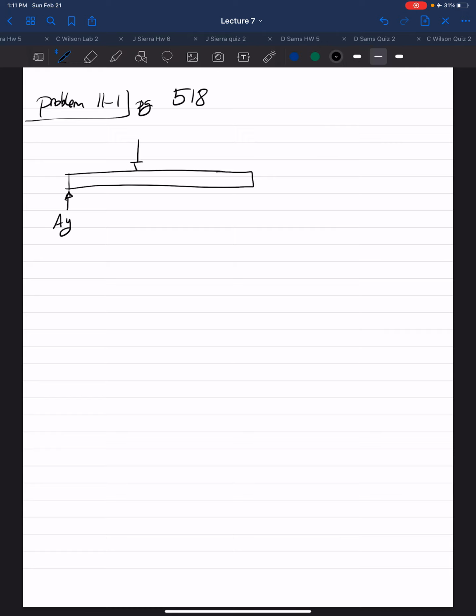You have your AY, you have your 800-pound force here, you have your BY, and you have a 500-pound force here. This distance here is 3 feet. This distance here is 2 feet. This distance here is 1.5 feet.